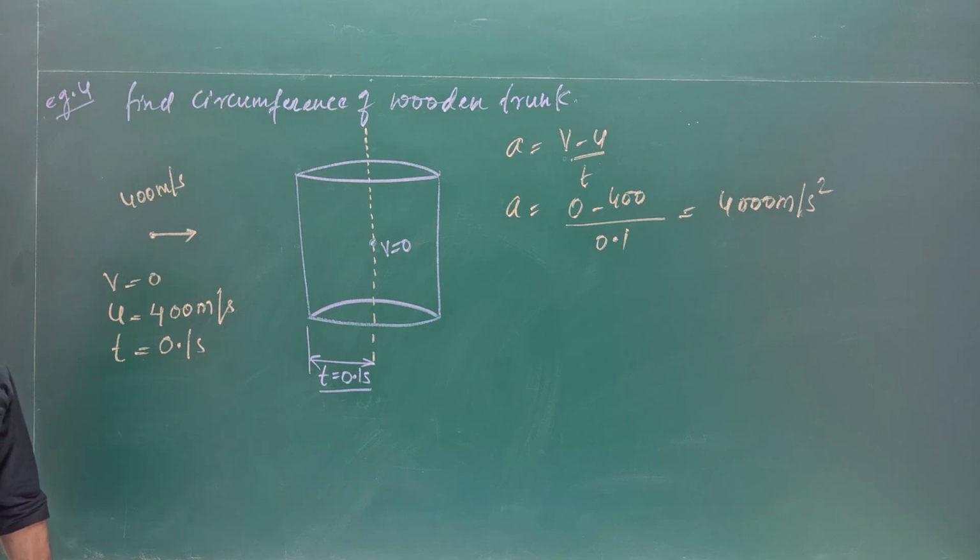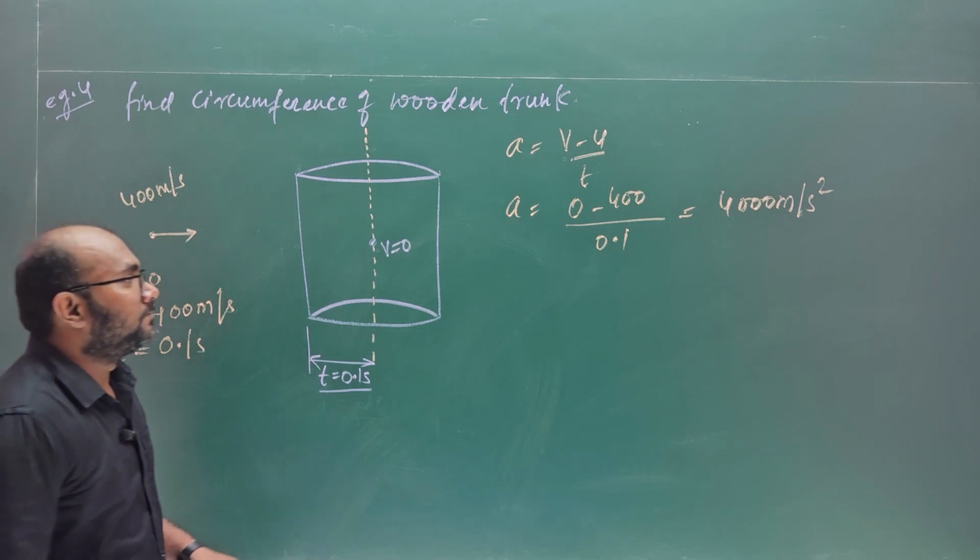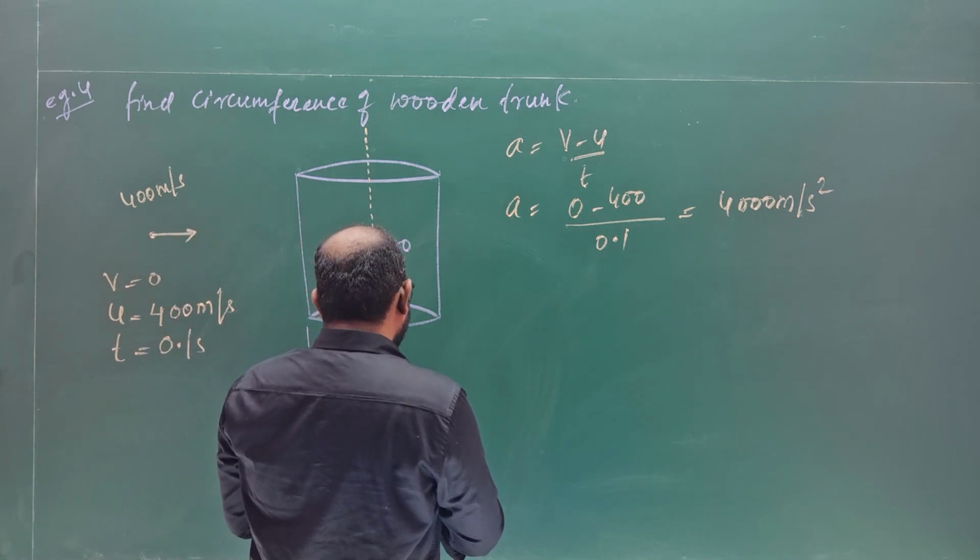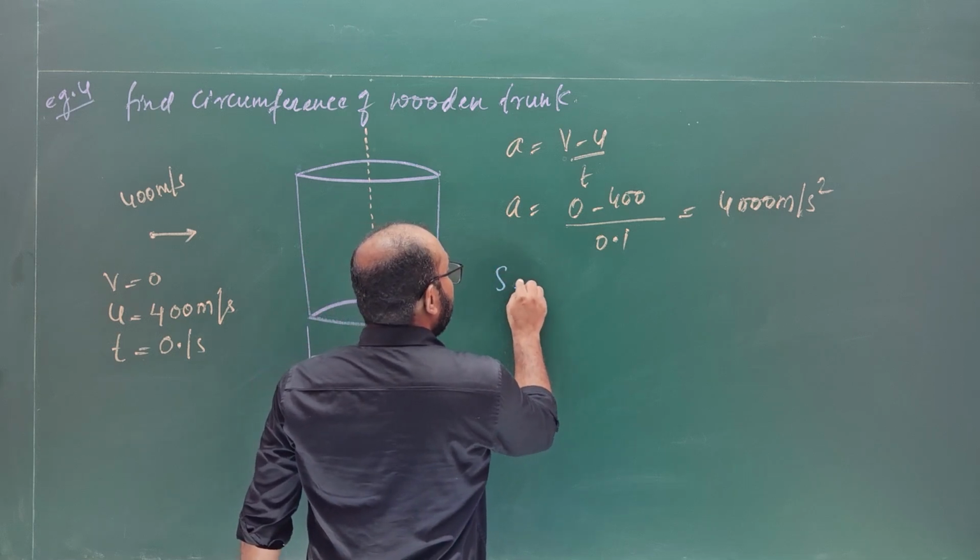It is not important that if sir is using s = ut + ½at², you must and should use that only. It is not compulsory. Whatever feels easy for you, you can use. Now, let us use s = ut + ½at².